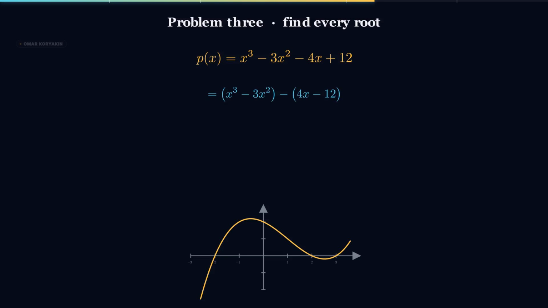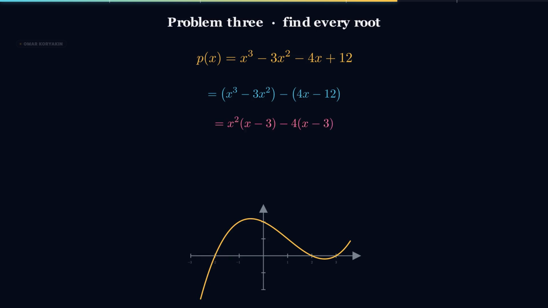Group the terms in pairs. The first 2 terms form one pair, the last 2 form another. Be careful with the sign. Negative 4x plus 12 becomes minus the quantity 4x minus 12. The grouping turns the 4-term polynomial into 2 clean pairs.